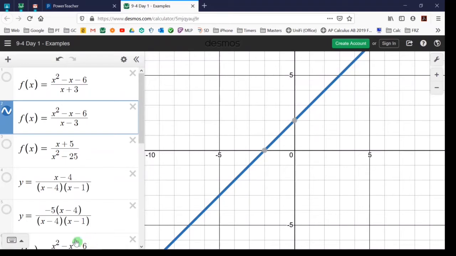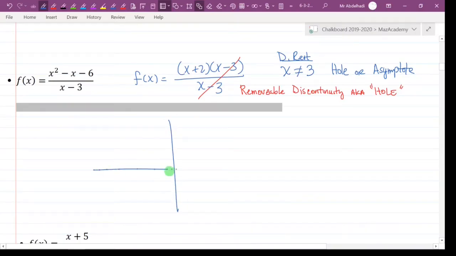So if I go to sketch it over here, what we have here is a graph. We have a line. Here's x equals 3. And we have a line going up to there, a hole, and then it continues on. So there is a hole at x equals 3. Because there's no way you can plug a 3 in here without getting a 0. But you can factor and cancel out the discontinuity.